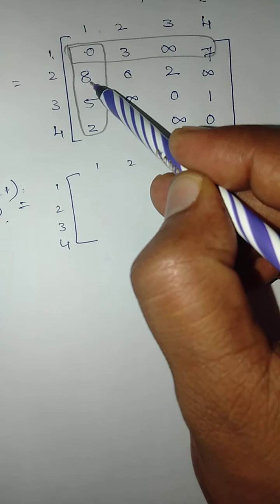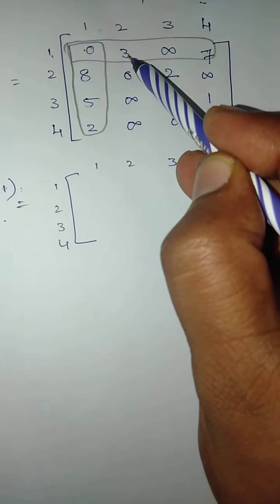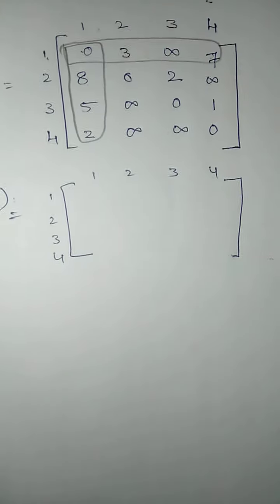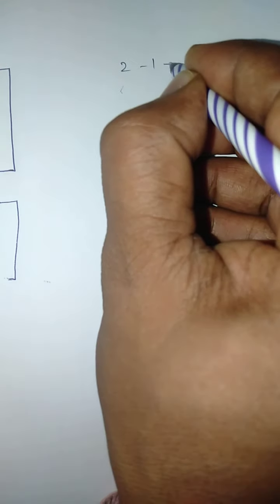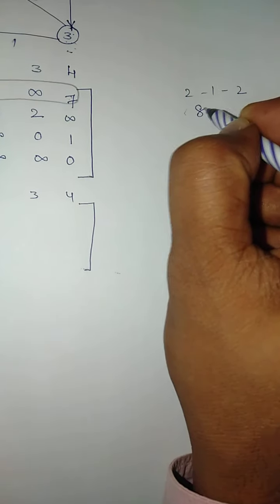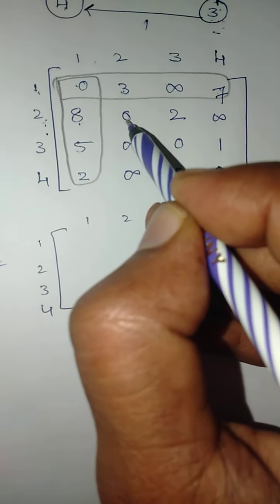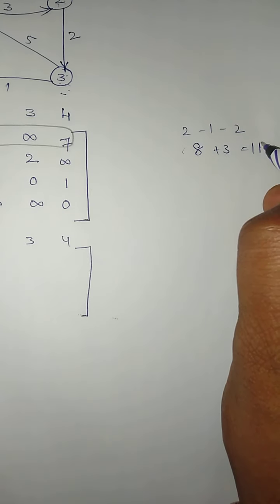Therefore, see here, 2 to 1, what is the cost? 8. Next 1 to 2, what is the cost? It is 3. So 2 to 1, then 1 to 2: 2 to 1 cost is 8 and 1 to 2 cost is 3. So 8 plus 3, 11. However, 2 to 2 there is already a lesser cost, that is 0.